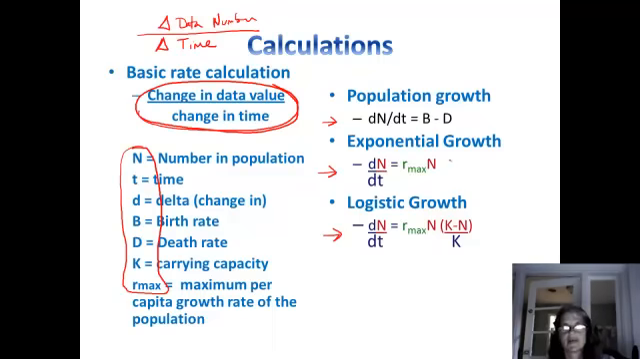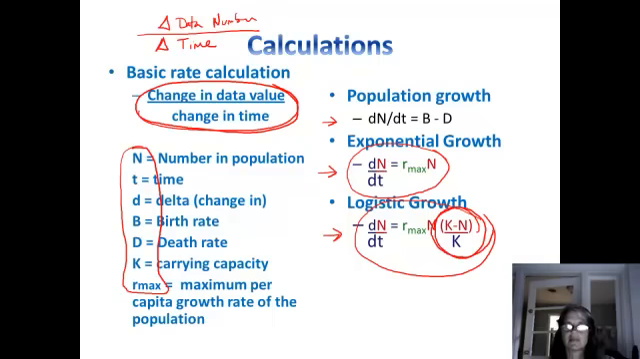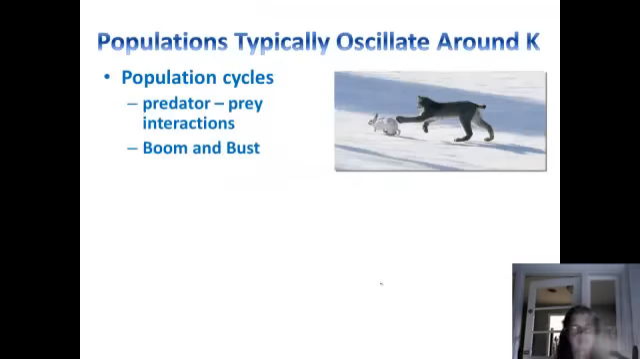This is showing exponential growth with no limit. This is showing logistic growth with a limit, and that is putting that limit of carrying capacity on there, okay? We'll talk more about that in class. Let's just move on right now.